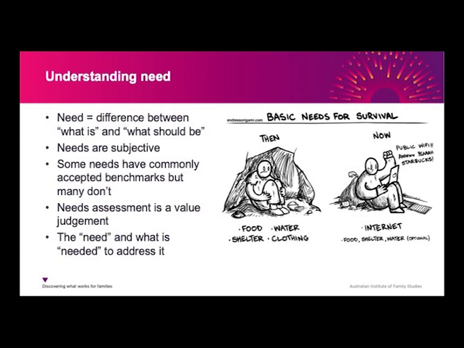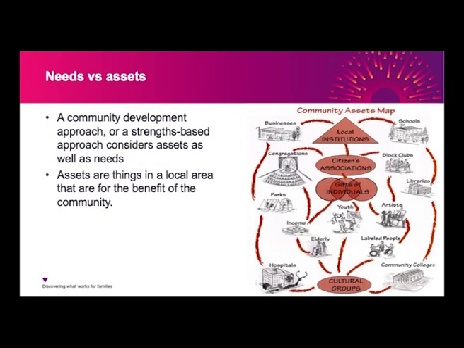So assets and needs. When we talk about needs, we're really talking about what is lacking, and this sole focus on problems can be really disempowering. We do a lot of talking now about strengths-based approaches. So a community development approach or a strengths-based approach would consider assets alongside needs. And an asset-based community development approach, or an ABCD approach, might focus exclusively on assets and work to build assets through the community development work there.